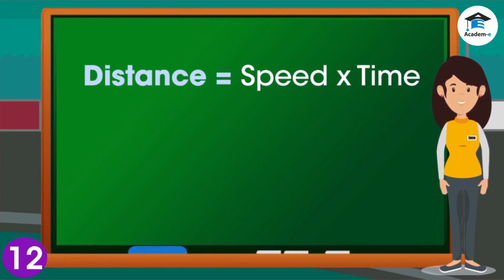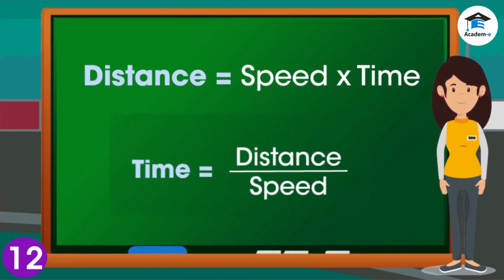We can also get the time it takes to move a certain length if we know the distance to be covered and the speed of the object. The formula is given as time equals distance divided by speed.